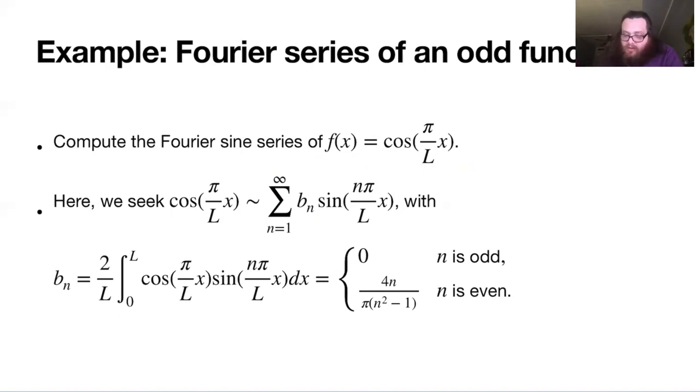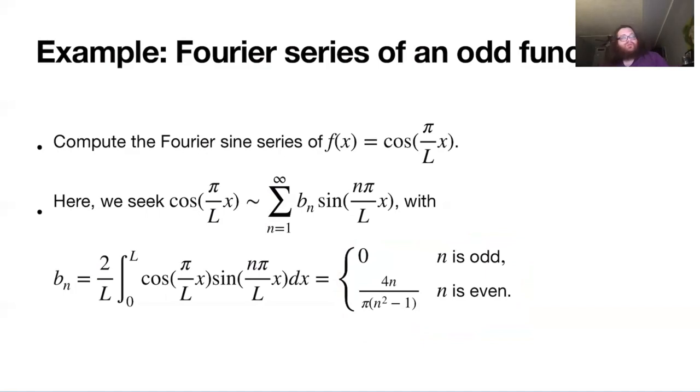In any case, these coefficients b sub n, we have 2 over L, integral from 0 to L, of the function we care about times sine of n pi over L x. And of course, go through the steps, do the integration. You should end up with this.